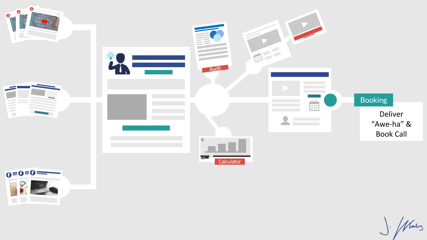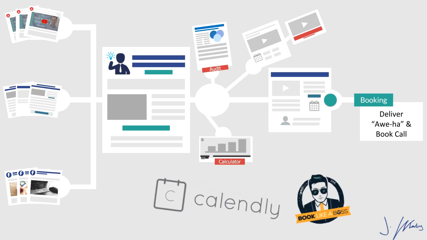Now, something that's very important, whether you're doing a call to action at the end of your webinar or you're doing this right after someone's opting in, you need some sort of system in order to automatically book people on the phone. So Calendly and Book Like a Boss are two very good apps. I'm going to use Book Like a Boss in this particular example.